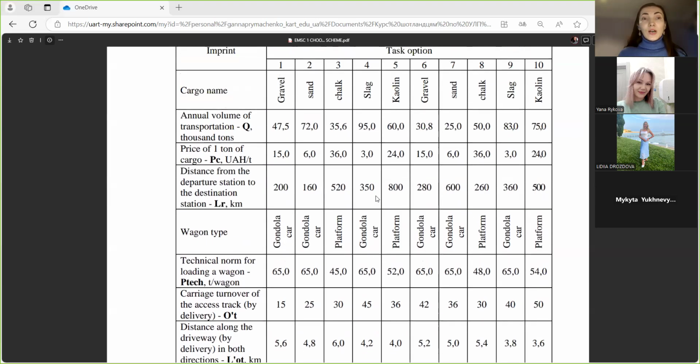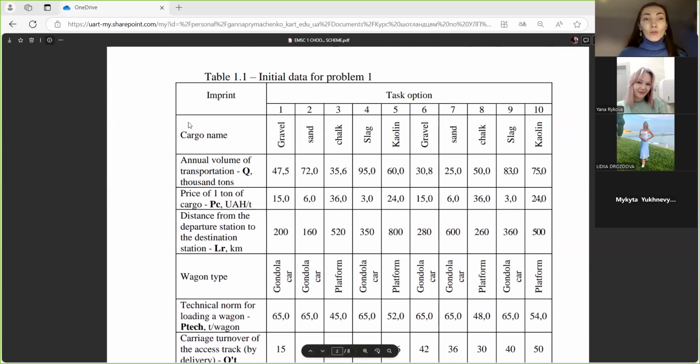L with index R is in the fifth line of our table. It is the distance from the departure station to the destination station, L with index R, in kilometers. For example, for the first variant it is 200 kilometers. For the second variant it is 160 kilometers, and different values for other variants. Please choose your parameters.